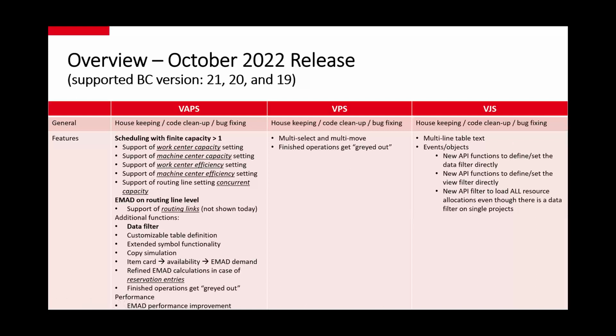So now let's talk about the VAPS. First of all, one big topic: scheduling with finite capacity larger than one, in quotes, in brackets, finally. So when we launched the VAPS, we decided not to build everything in one go. I mean, Rome wasn't built in one day, as the saying goes here in Germany. Good things take a while. We said we need to start somewhere. So we made some assumptions, and over time now we are removing assumptions and hence limitations of the VAPS.